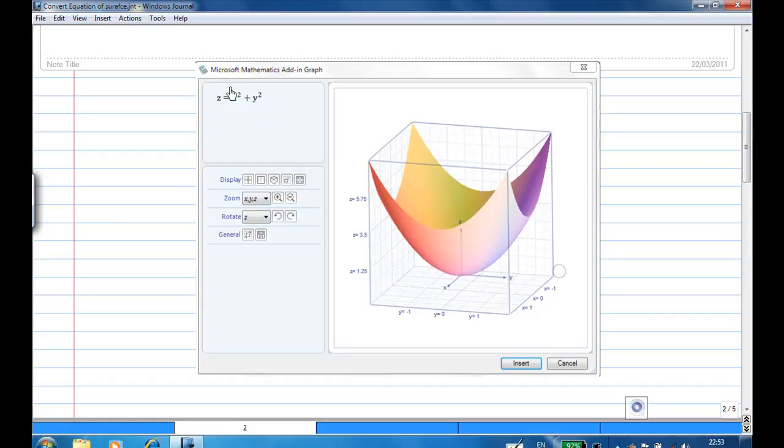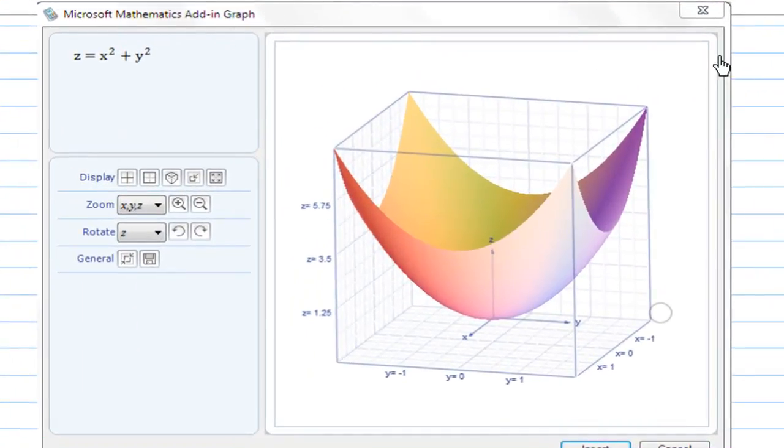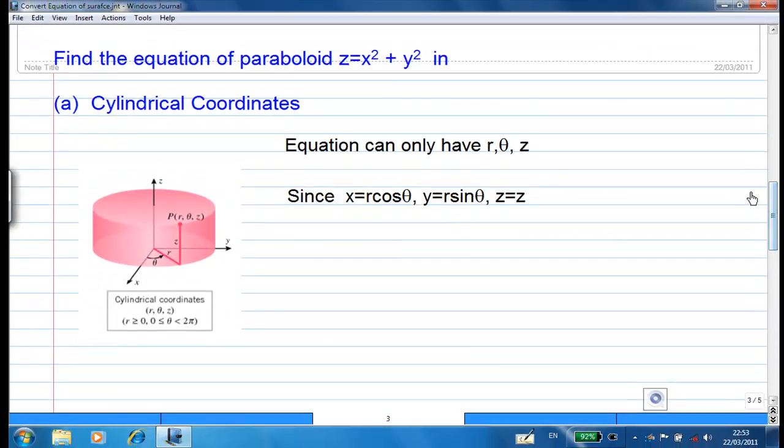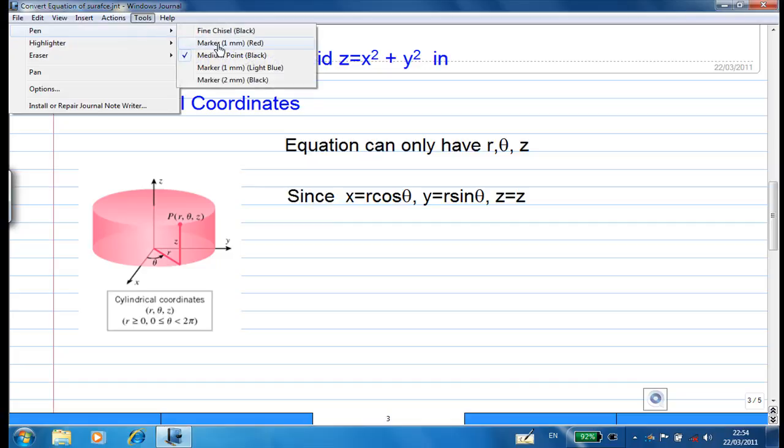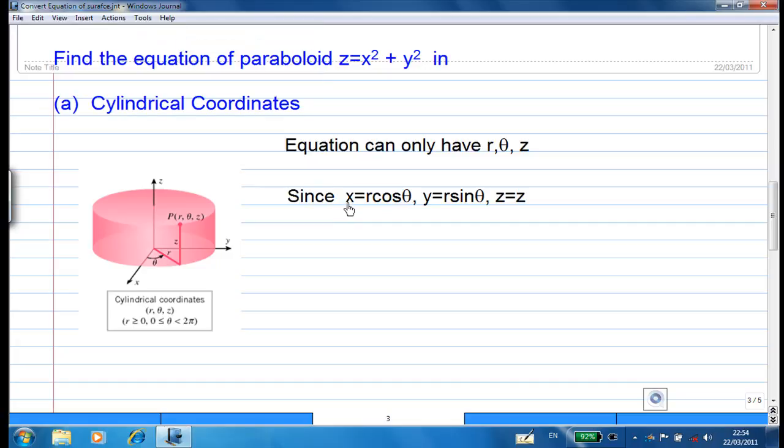I've used the Microsoft Mathematics add-in graph to sketch the surface, and this is how the surface looks. Now, I'm going to convert this equation into cylindrical coordinates. Remember, the cylindrical coordinates consist of r, theta, and z. We are going to convert the equation z equal to x squared plus y squared so that it only uses r, theta, and z. Since we know x equals r cosine theta, y equals r sine theta, z is the same. So let's do the conversion now.